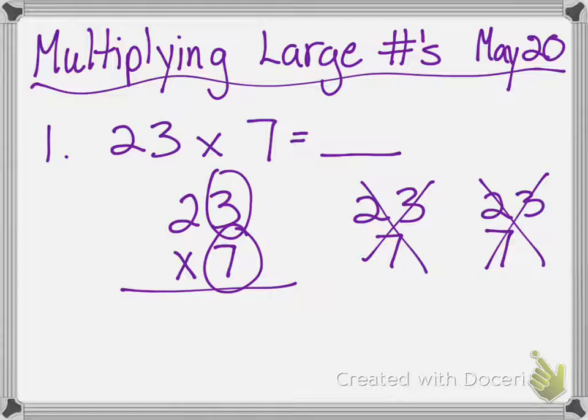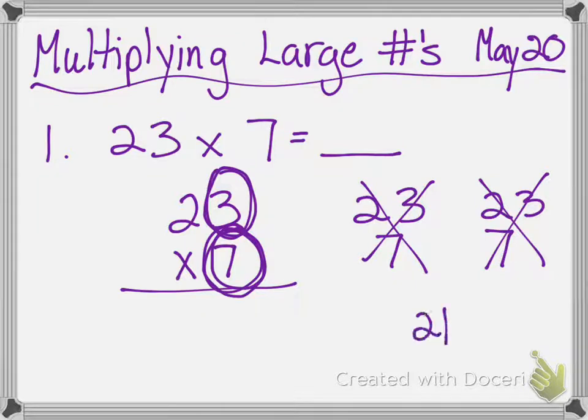Okay, how do we multiply these large numbers? We are going to start with multiplying the ones by the ones. Just like when we're adding, we always start with the ones. When we're subtracting, we start with the ones. Same for multiplication. So 7 times 3, or if you haven't learned your 7 times tables, 3 times 7. Okay. So 3 times 7 is 21.